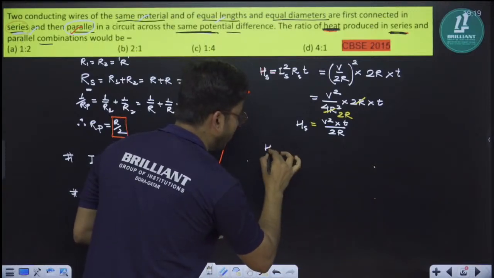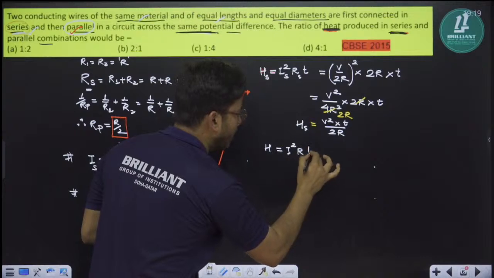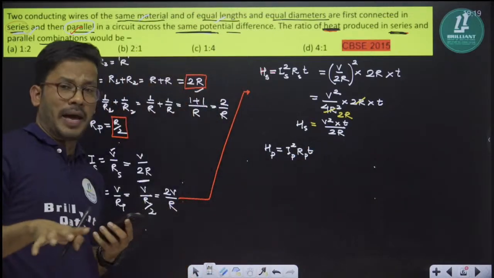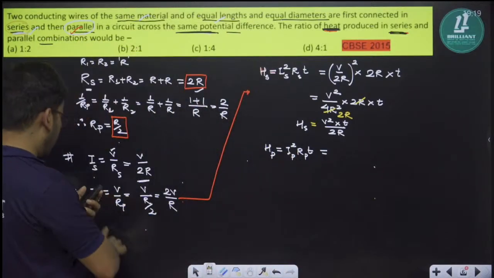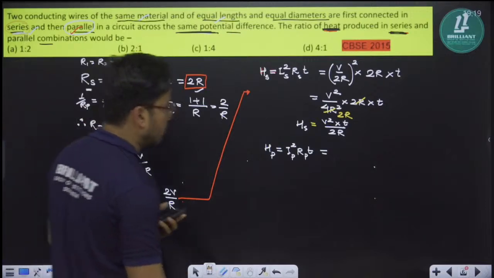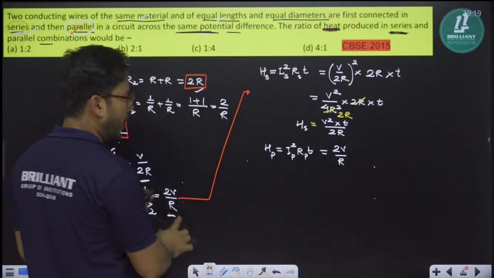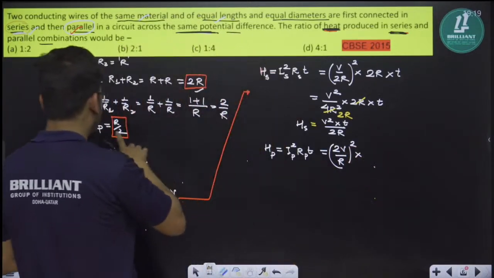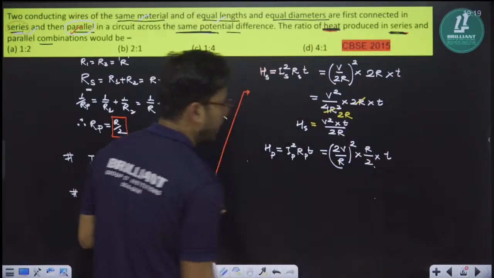To figure out heat in parallel, once again the same strategy: H is equal to I square RT. You have P, P, and P representing the parallel terms, right? So current in parallel, there you go, 2V divided by R, and you have a whole square, so you will put whole square into RP. RP is here R divided by 2, all right, into T, you got time.